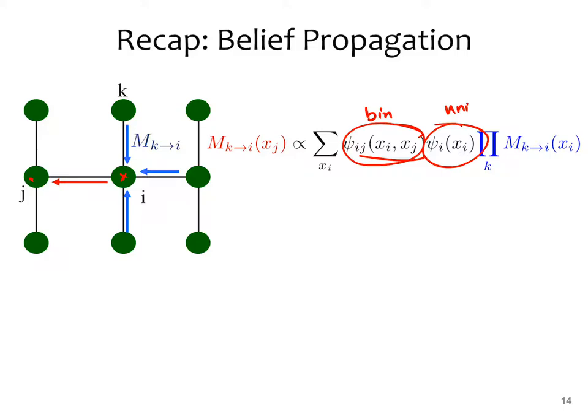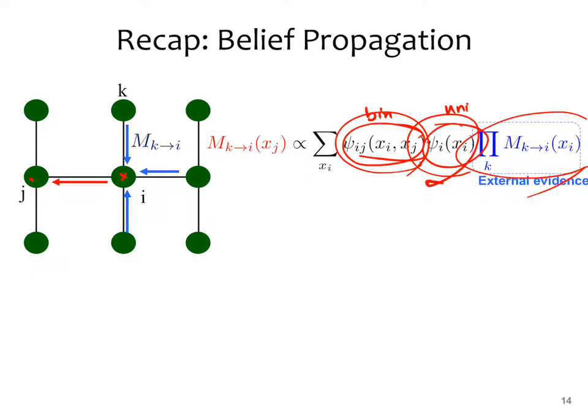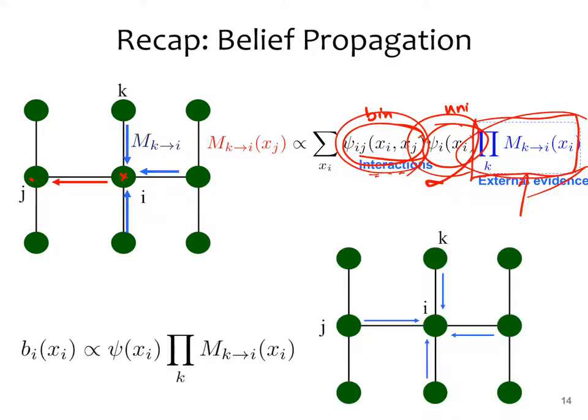And when you want to send a message from i to j, what you do is receive all of the messages from the rest of the neighbors, and you apply the unary and interaction terms. This was the form of the message. So basically, this term summarizes the evidence from the rest of the random variables. I put so many circles around here. These terms are the interaction terms between random variables, and so on and so forth.